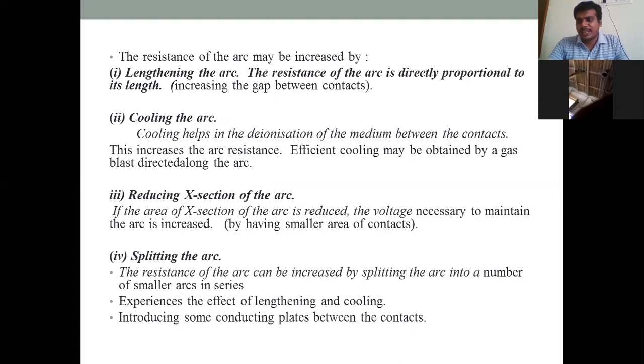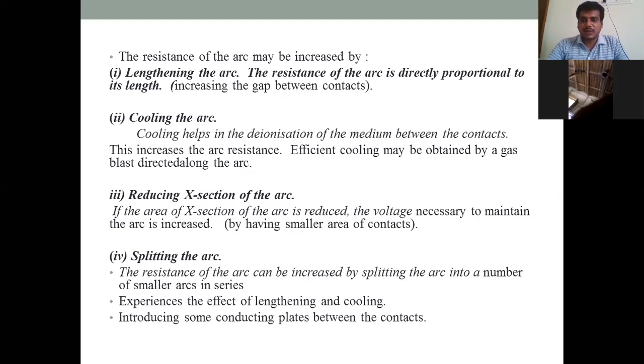So deionization, we saw how it can be done by cooling, by using some external agents, either by using oil or by passing some gases. We can cool the area between the contacts. So the cooling helps in deionization of the medium between the contacts. Because of this cooling and deionization, it will increase the arc resistance. Efficient cooling may be obtained, as I told, either by gas blast circuit breakers or oil blast circuit breakers.